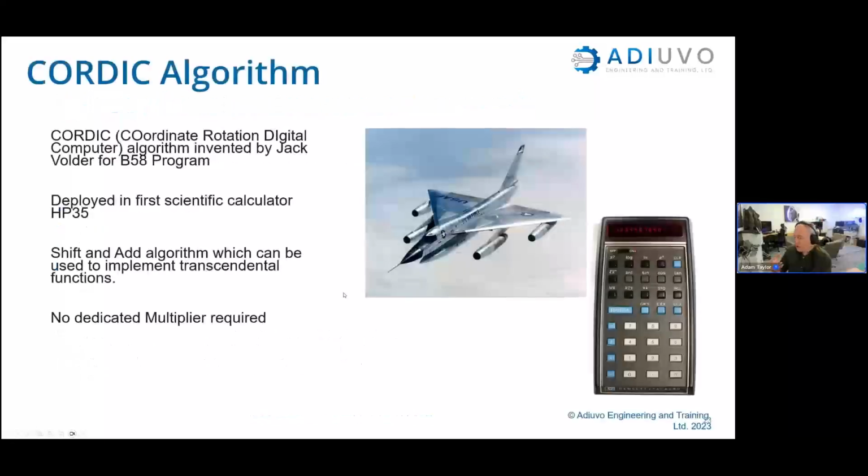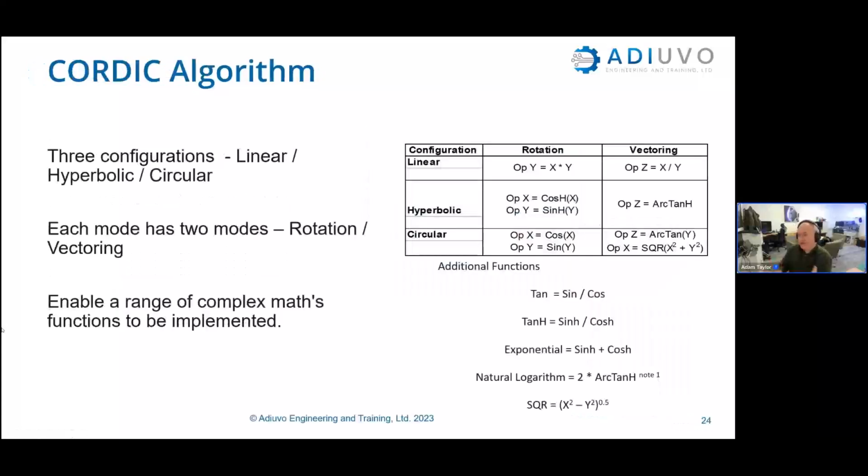But one of the more common ways to do this is to leverage the CORDIC algorithm created by Jack Volder for the B-58 program. Really cool looking aircraft there, and it's a shift and add algorithm, so it doesn't require any dedicated multipliers. That algorithm, and LSI, such as modern semiconductors, led to the first HP35 scientific calculator that could do those functions as well. If you've never come across it, there are some blogs on my website talking about the exact algorithm itself.